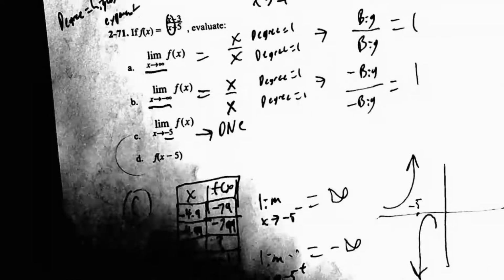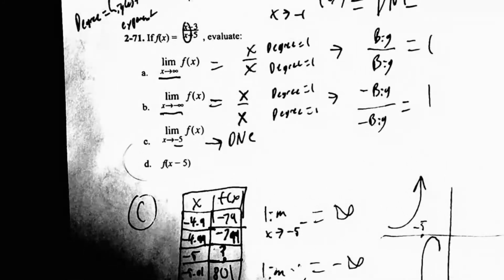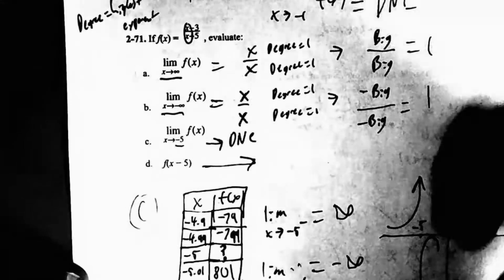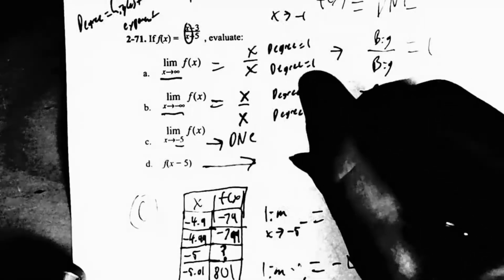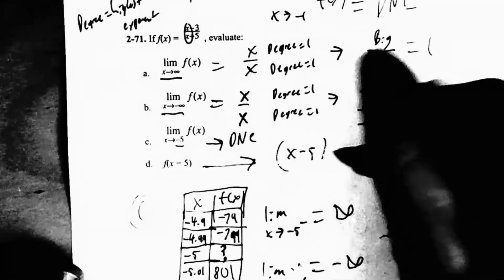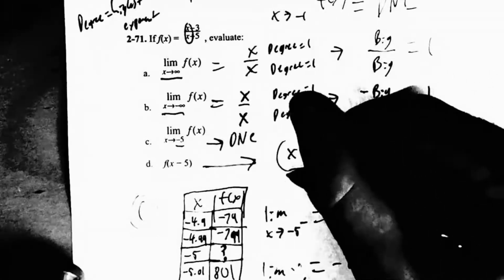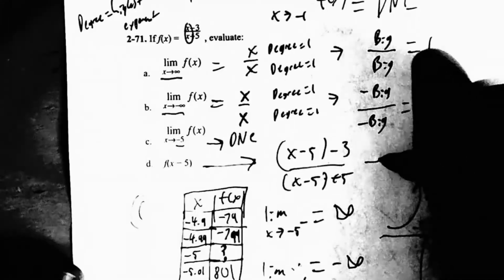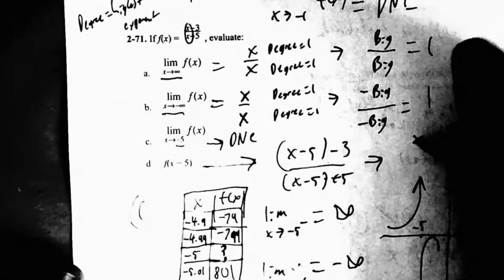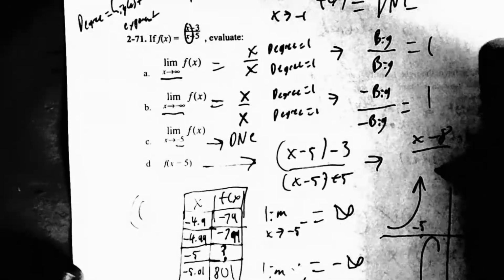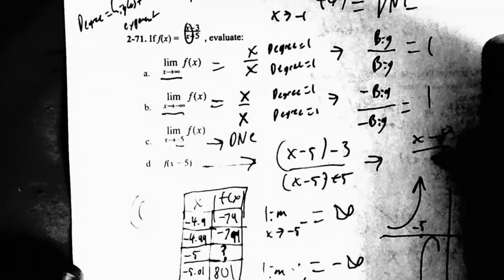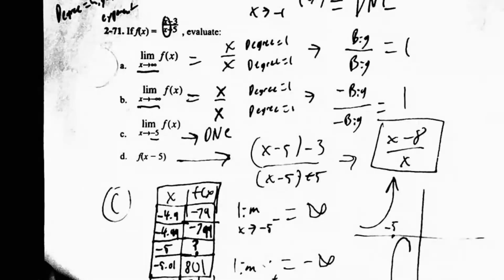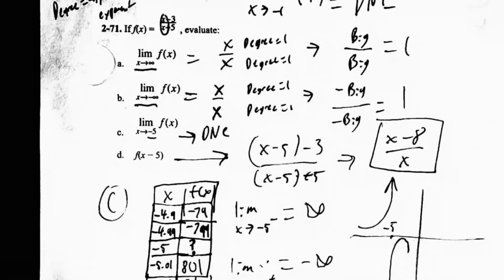The last one here, D, f of x minus 5, just means plug in x minus 5 into the equation. So instead of x, we'd have x minus 5 minus 3 over x minus 5 plus 5. That's going to be x minus 8 over x. That's D, and that's exercise set 1.5.